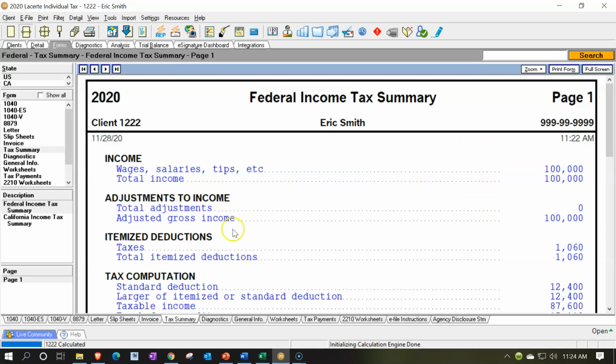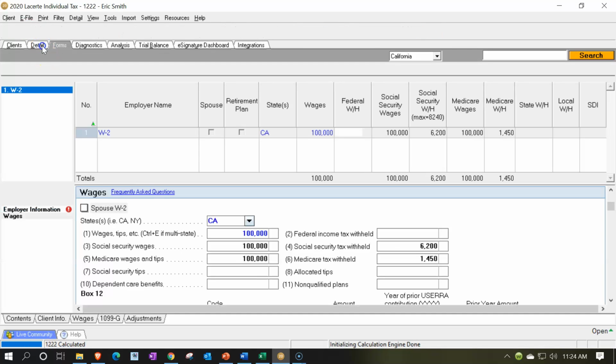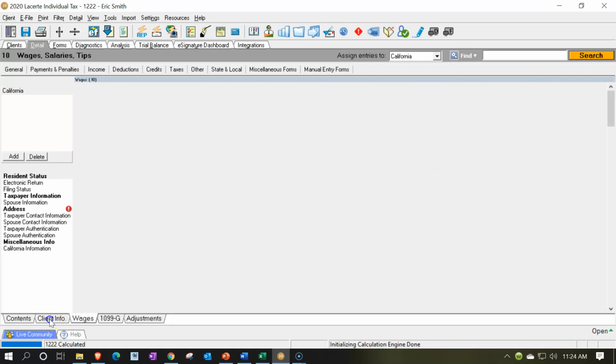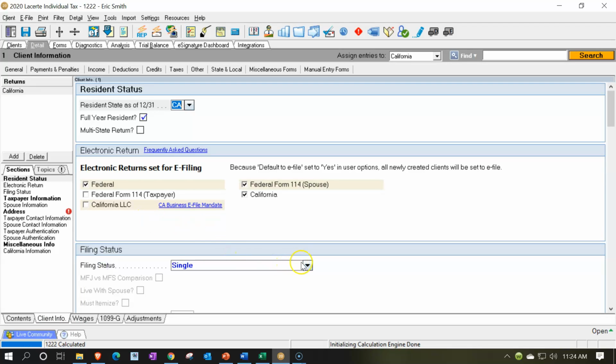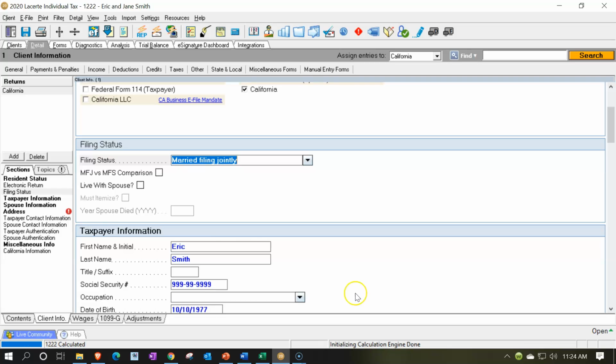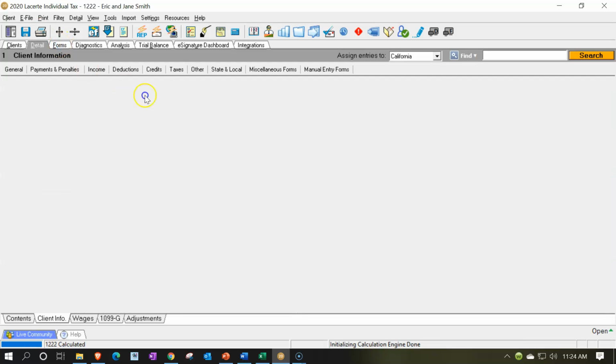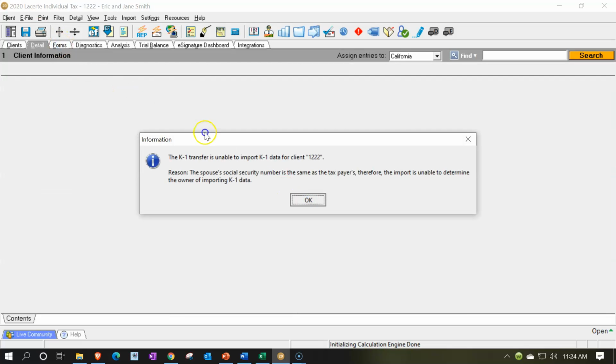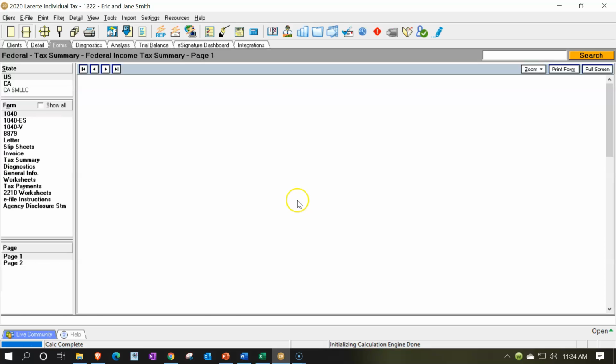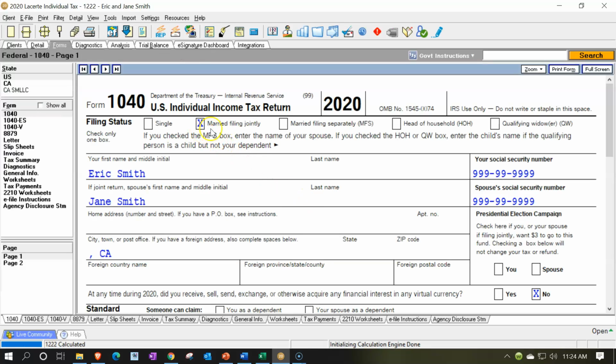We're going to go back on over, and I'm going to say, okay, now they're married. So let's go to the client information, and I'm going to say now married filing status, and we have Eric and Jane. And so then we're going to go back on over and say, okay, let's see what that does. So Eric and Jane, and so now we're on the married filing status up top, of course. So now this filing status has changed. I'll put a check mark at the filing status if they let me.